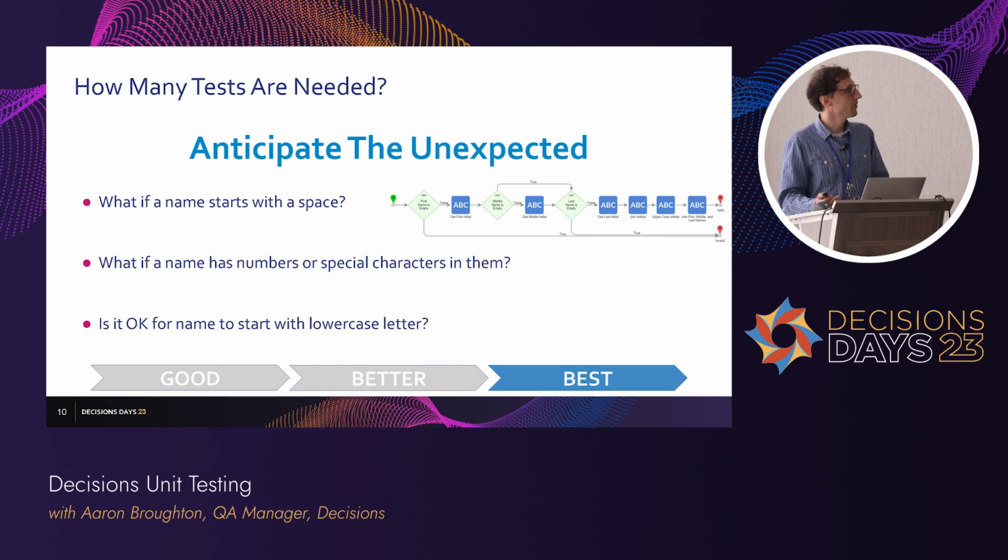What if a name has numbers in it? Maybe it's Elon Musk's kid with that crazy name, and he's typed his name in there. Is that gonna goof this up? Is it okay for a name to start with a lowercase letter?